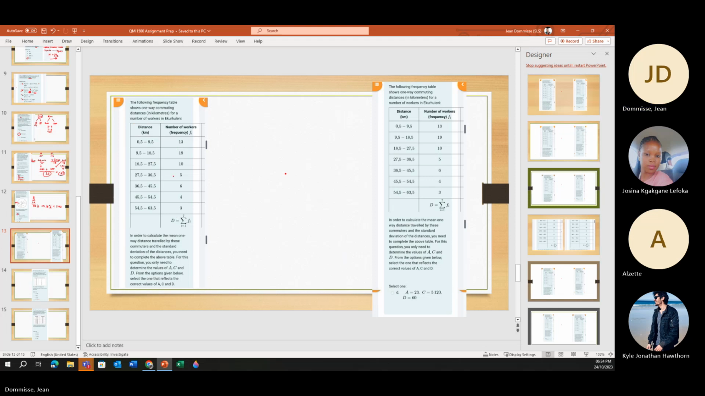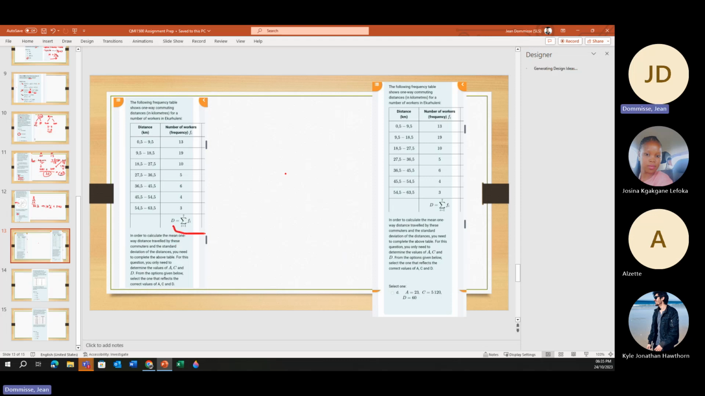Okay. In order to calculate the mean one-way distance traveled by these commuters and the standard deviation of the distances, you need to complete the above table. For this question, you only need to determine the values of A, C, and D. Select the one that reflects the correct values of A, C, and D from the options given below.